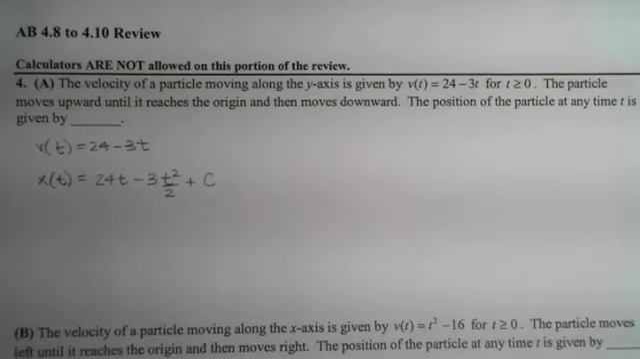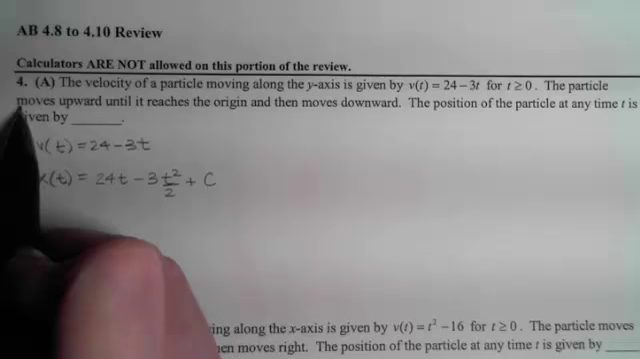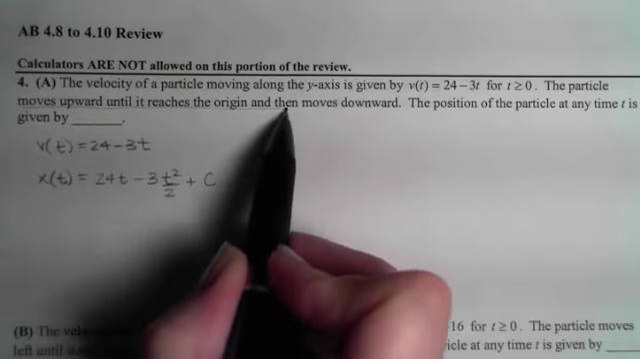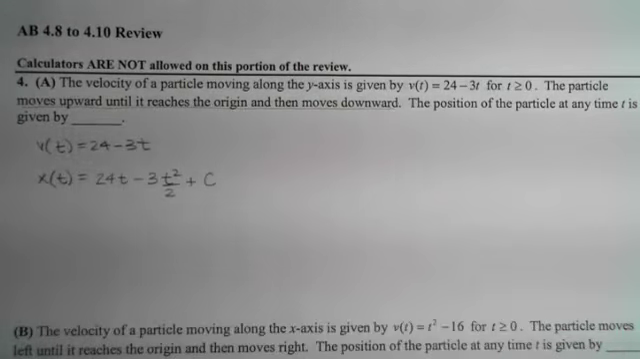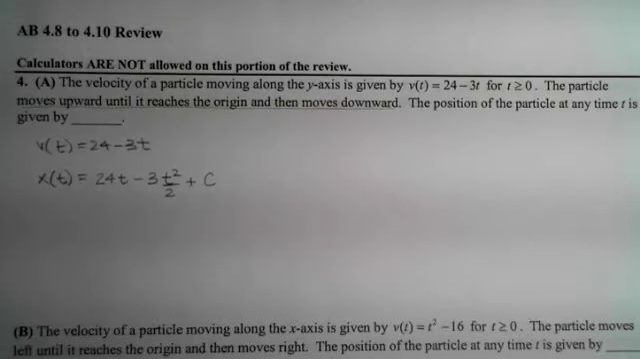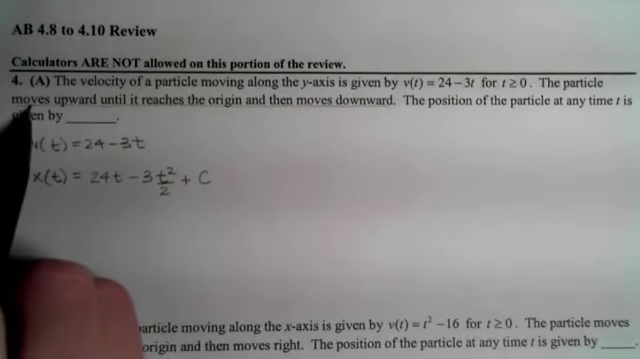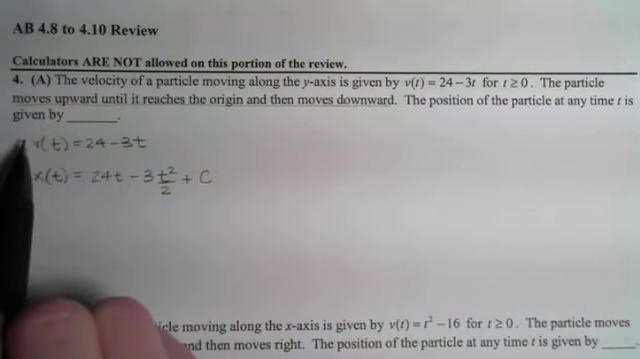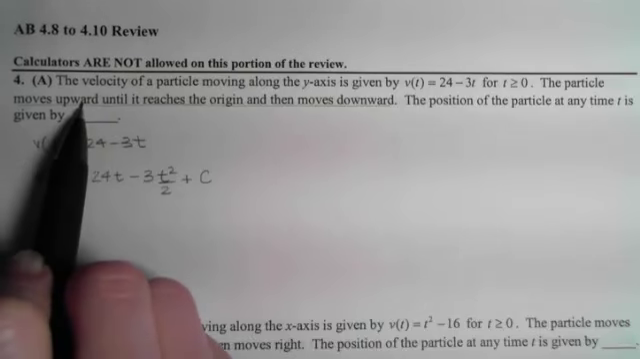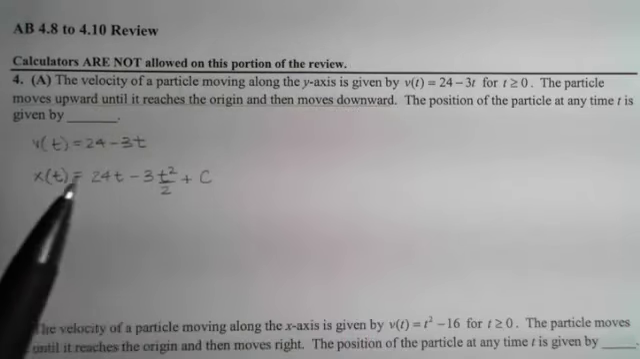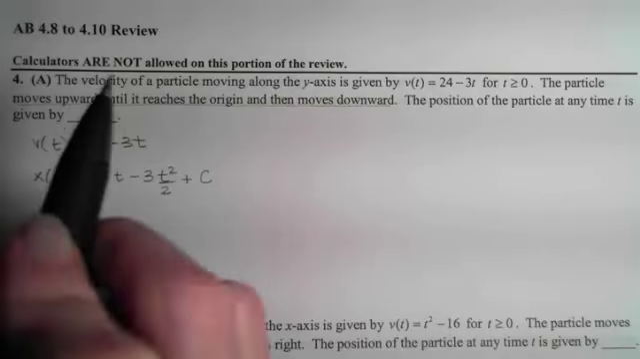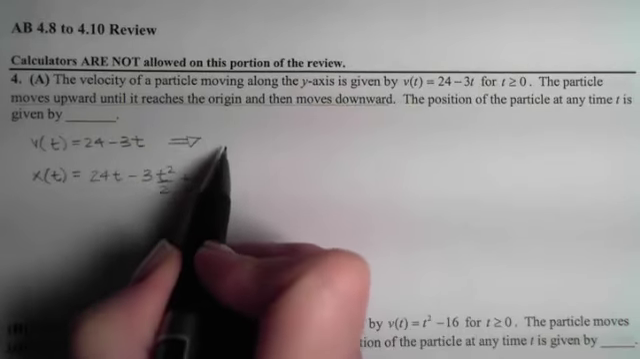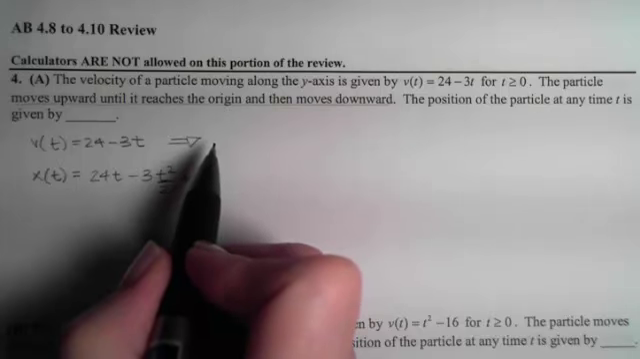Now in order to find the constant, we're going to have to use the information about a point on one or both of the curves. Here it says we move upward until it reaches the origin and then it moves downward. The direction that we're moving is given to us in the velocity curve. So we're going to move upward and then move downward, which means we're going to change direction. That means my velocity is going to be 0 when I reach the origin.